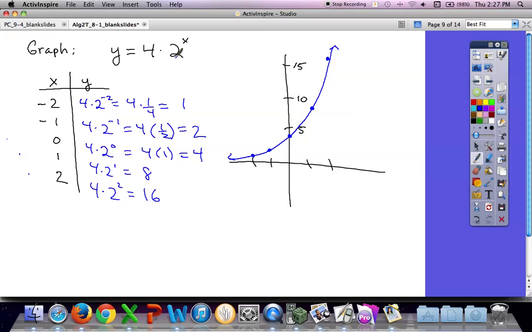Did that change the asymptote? No, it's still approaching the x-axis, but there's nothing we could plug in here that would make it touch the x-axis. So the asymptote is still in place. What did it change by putting that 4 in front? Yeah, it did. How about the y-intercept?